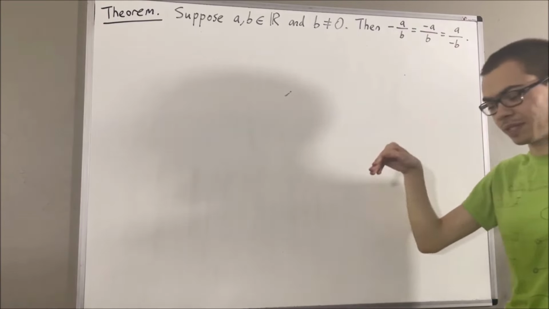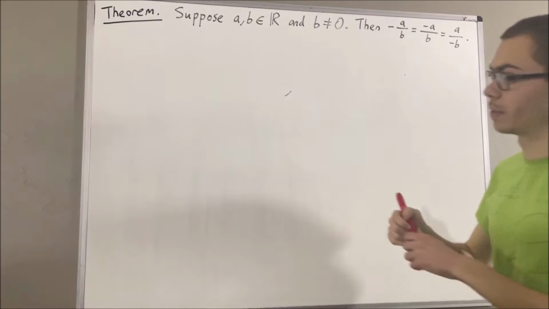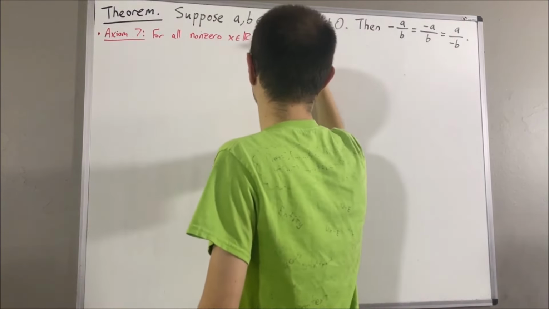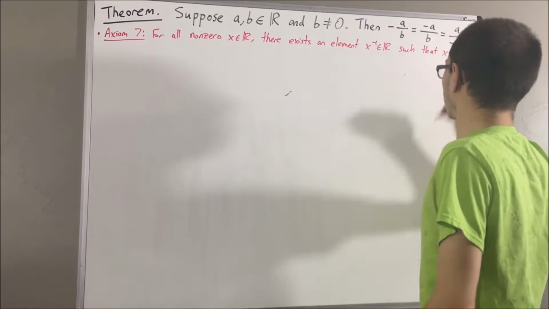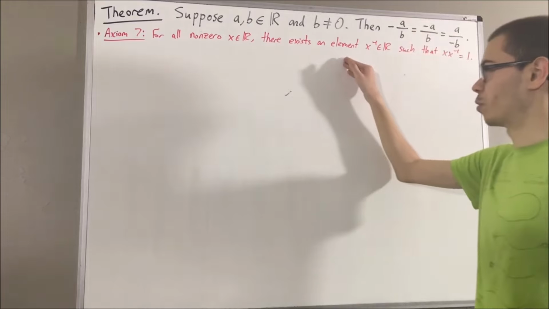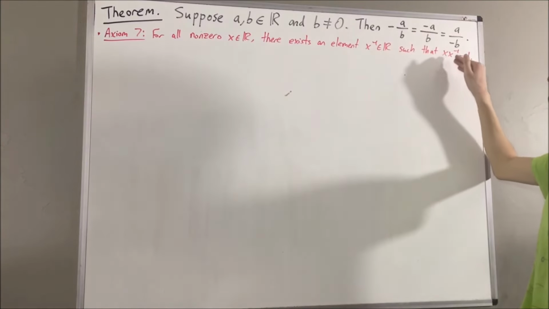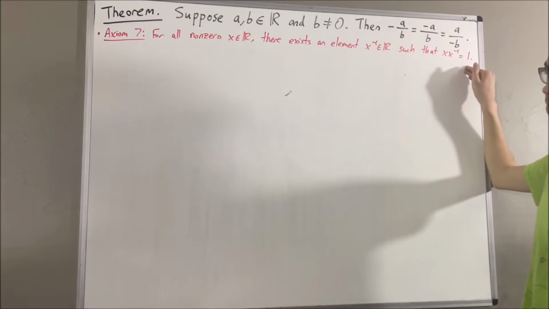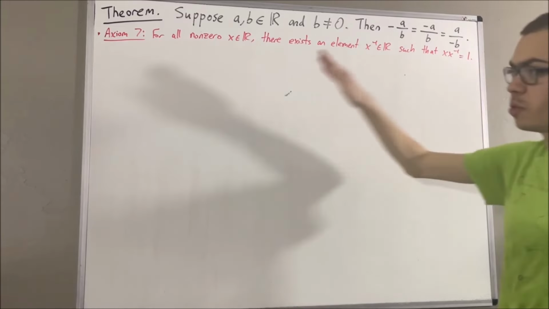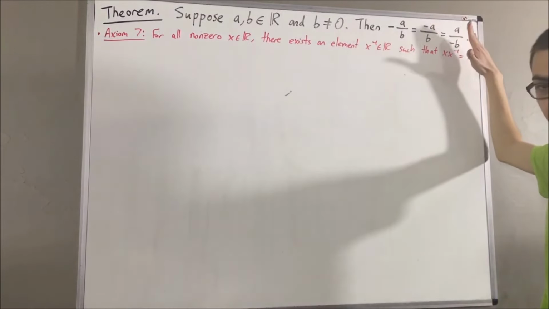Now in this series, we are using a list of 10 axioms for the real number system, and I'll leave that list of axioms in the description below. Now, axiom 7 tells us the following. For all non-zero real numbers x, there exists a real number which we call the reciprocal of x, that has the property that x times the reciprocal of x is equal to 1.